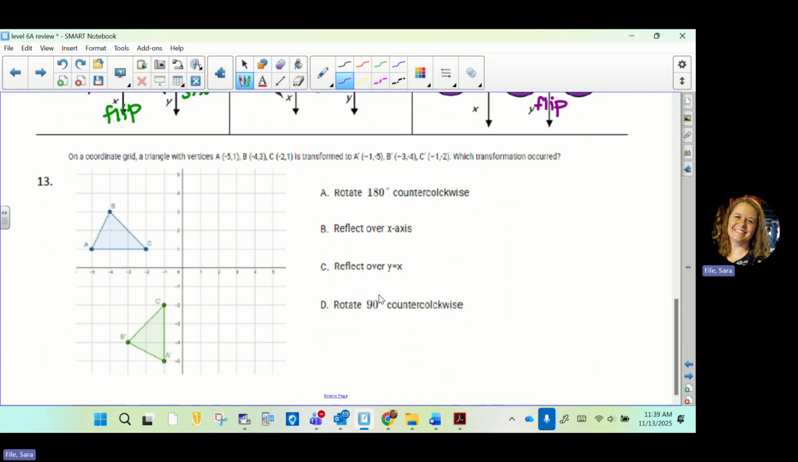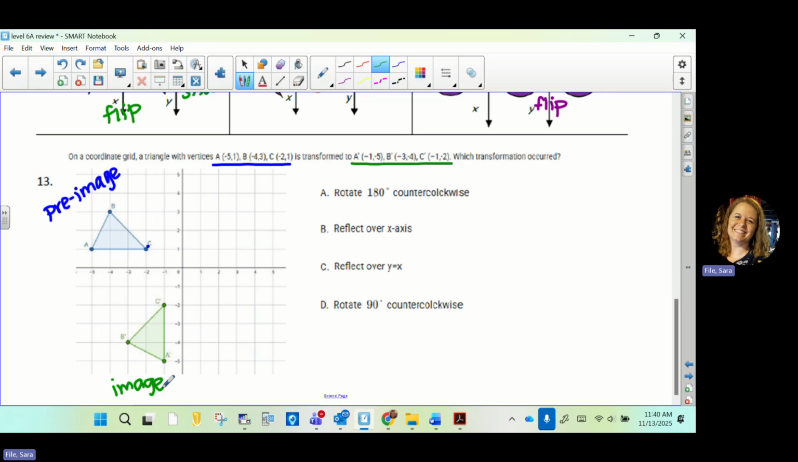All right, so on number 13, it says on the coordinate grid, a triangle with vertices A, B, C. On my screen I have it in color, in blue. So that's the original image, ABC there in quadrant 2. It says it's transformed to A prime, B prime, C prime. That's this green one down here. If it's hard to see those little prime markings, maybe label them as pre-image and image.